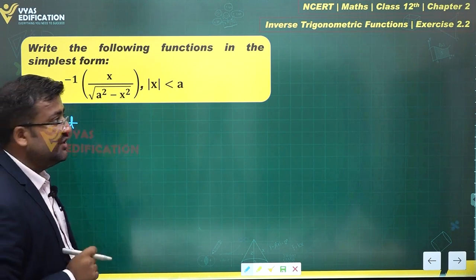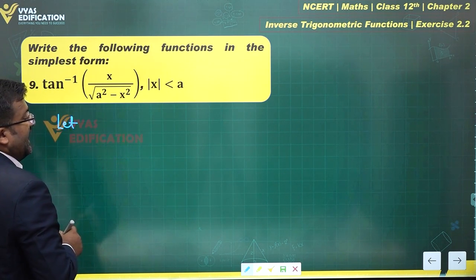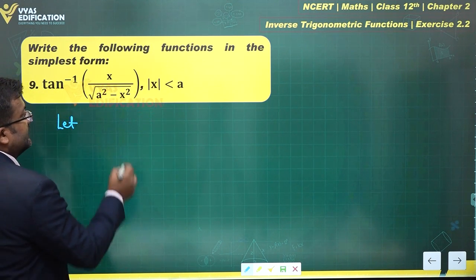So here we need to make a substitution. Let x equal a sine theta.